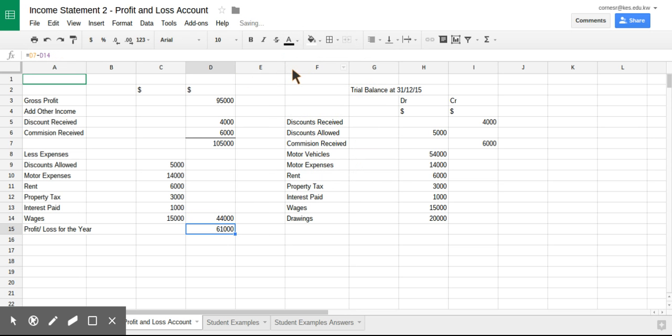As a quick recap, your gross profit shows you how much more you've sold things for than they actually cost you. We've got this adjusted profit figure here, which includes any additional incomes that the business has managed to make. And then the final profit figure, the profit or loss for the year, used to be called the net profit. That subtracts all the other expenses of the business and tells us how much money has been made.